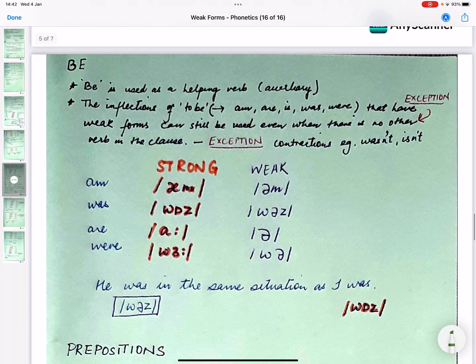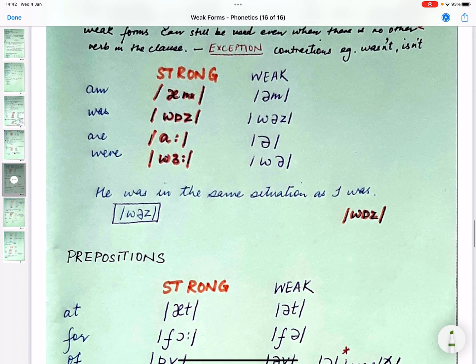Then to be. Be can also be a helping verb, an auxiliary, and the inflections of the verb to be, am, are, is, was, and were that have weak forms can still be used even when there is no other verb in the clause. So this is a little bit of an exception when you compare it to modals. And an exception to this exception is that it doesn't apply for contractions like wasn't or isn't. So you can see these verbs am, was, are, and were in their strong forms and the weak forms.